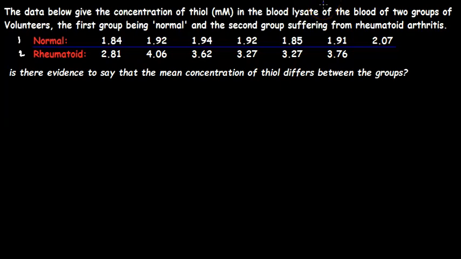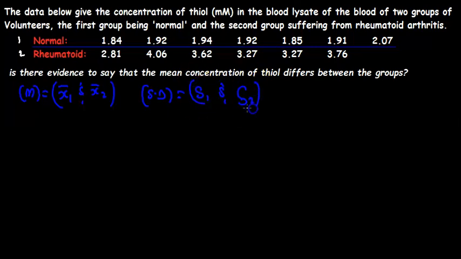Okay, in this case, first thing we need to do is to calculate the mean, x bar 1 for the normal and x bar 2 for the rheumatoid. And after we are done with that, we calculate the standard deviation. This is mean, next is standard deviation, that is S1 and S2 also. So let's start with the first one. Let's call this the normal and this the rheumatoid.